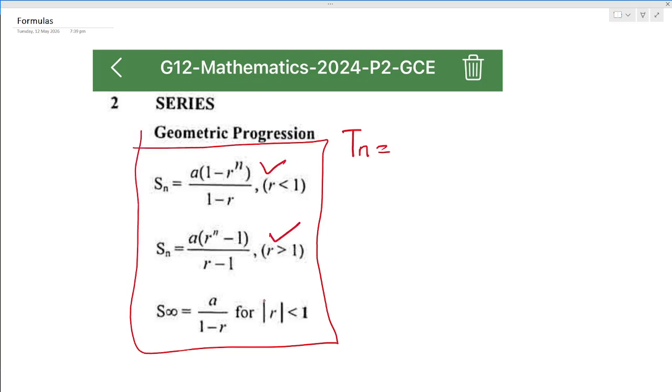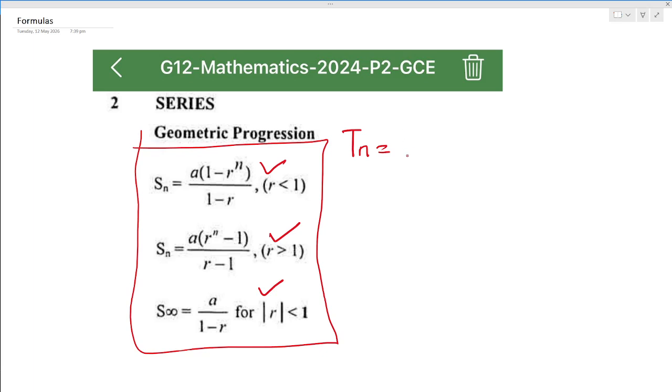They are both for finding the sum. And then this one is for finding the sum to infinity. Okay, so there's no formula for finding the terms here. There's no formula for finding the common ratio. There's also no formula for finding the geometric mean. So these three formulas I've just mentioned, you need to make sure that you know them. Formula for finding the terms, formula for finding the common ratio, and formula for finding the geometric mean.